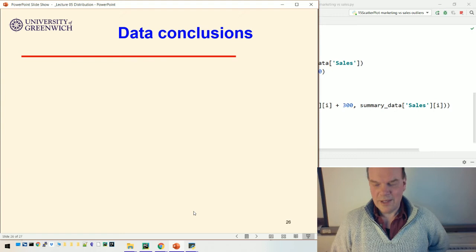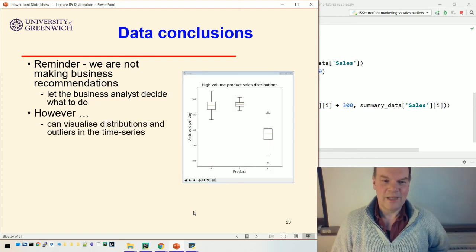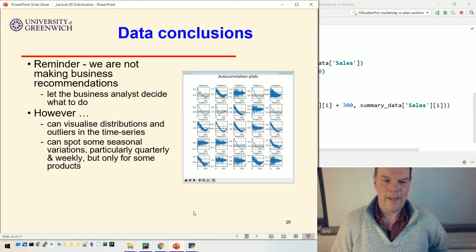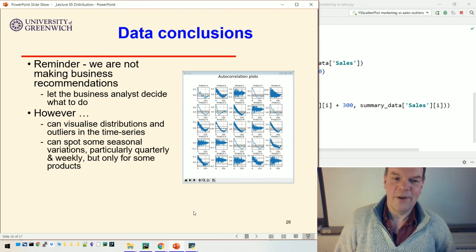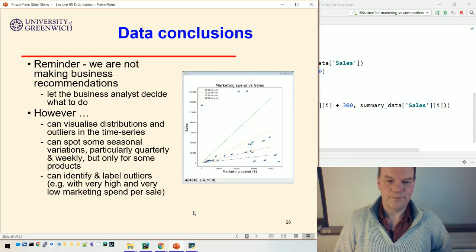Okay, so let's finish off the lecture. So the data conclusions are, first of all, we must always remember we're not making business recommendations, but we can easily visualize the distributions in the time series and spot outliers. We can see some seasonal variations, particularly quarterly and weekly, but not for everything, just for certain products. There's very marked weekly seasonal variation and some marked quarterly variation for some products.